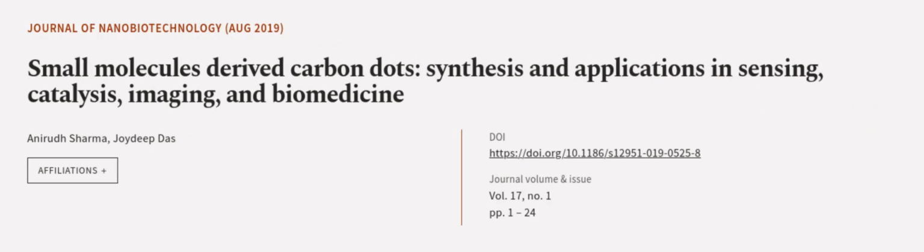Additionally, the potential applications of CDs in the fields of bioimaging, drug gene delivery systems, fluorescence-based sensing, photocatalytic reactions, PDT, and PTT are discussed. This article was authored by Anirudh Sharma and Joydeep Das.